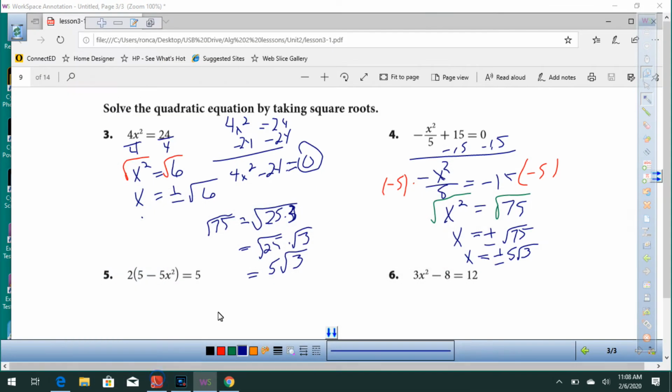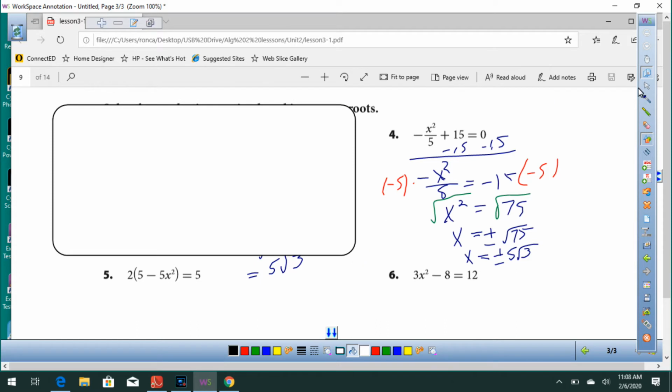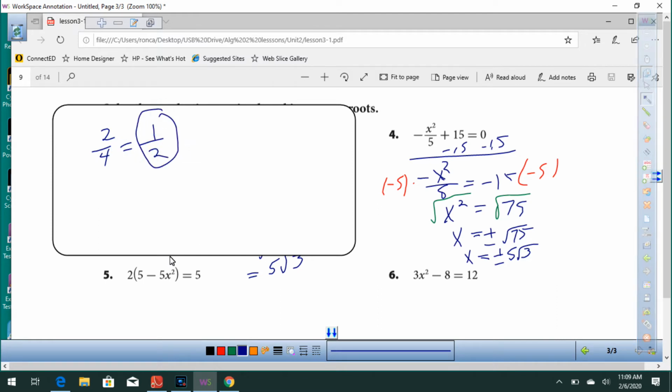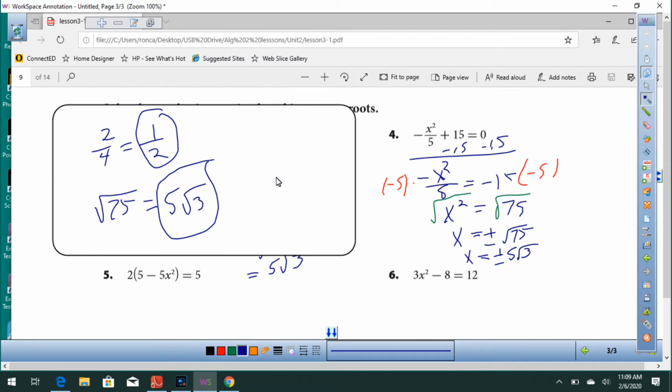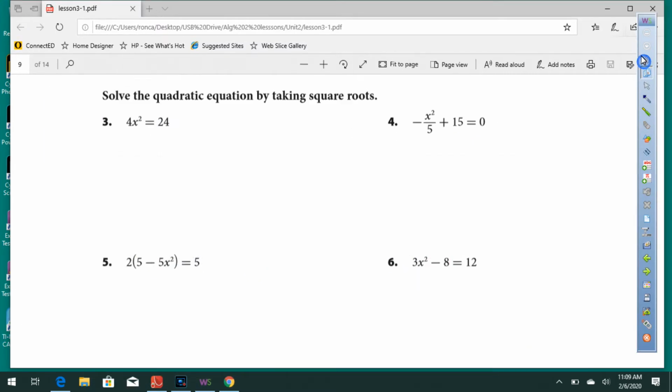The same concept, perhaps you had something like 2/4, right? You would know to reduce that to 1/2, okay? That makes it easier to understand. The square root of 75 equals 5 times the square root of 3. This makes it easier to understand. You might not necessarily agree with that right now, but if you worked with them more, you would.